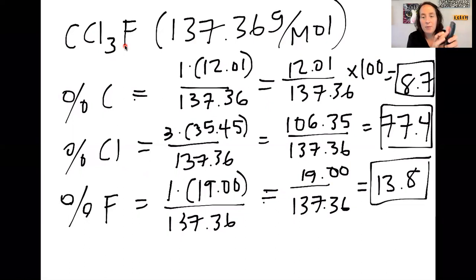So what happens when we add up 13.8 plus 77.4 plus 8.7? I get 99.9, and that is close enough. And that little bit of error, why it's not exactly 100, is due to the rounding, right? So we did some rounding here. If you get a number between 99.9 and 100.1, it's fine. That's the 100%. It just has to do with the rounding error.